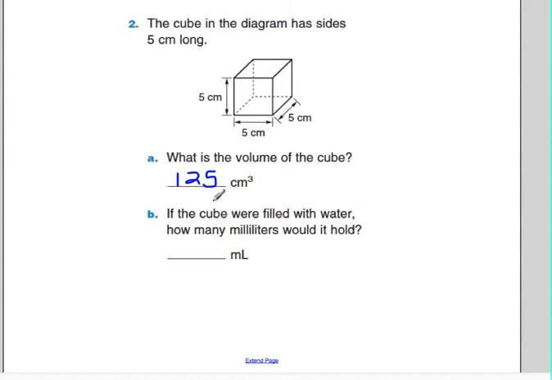If the cube were filled with water, how many milliliters would it hold? Remember, it's 1-to-1. So if it's 125 cubic centimeters, then that means that it would hold 125 milliliters. Keep that information in your mind as you try to solve the problems on the rest of page 327 and on page 328.